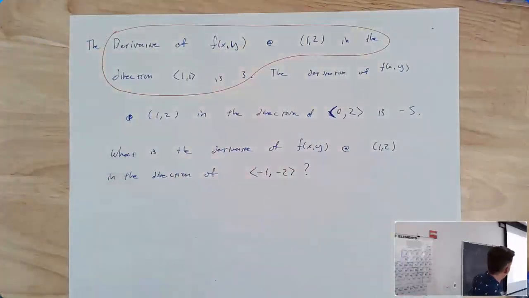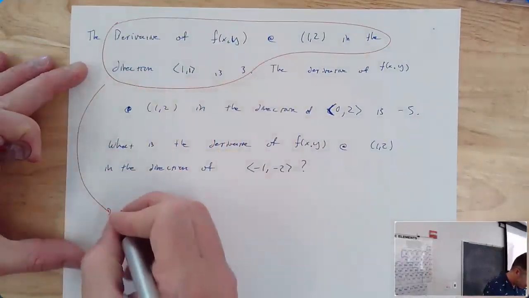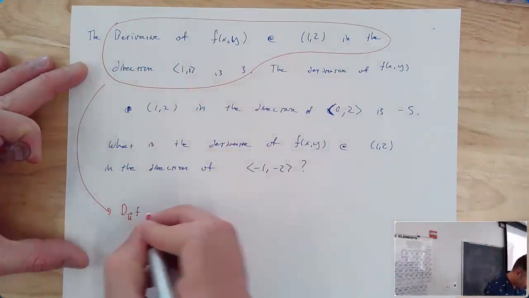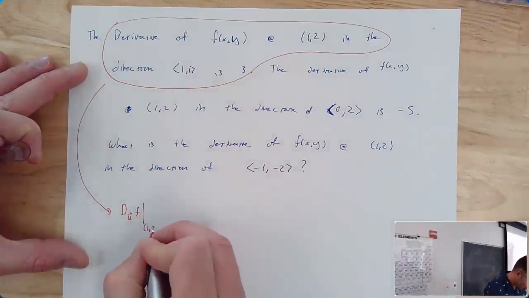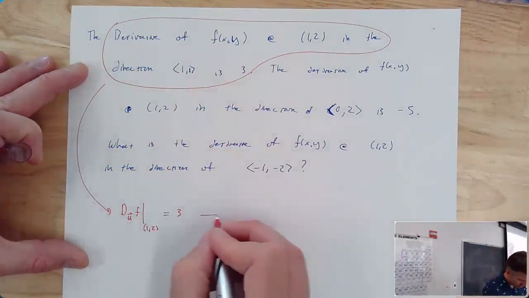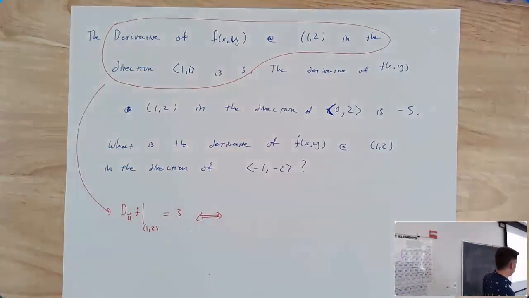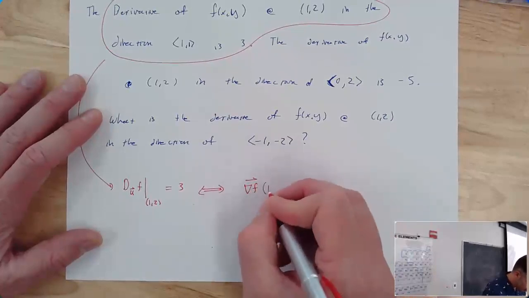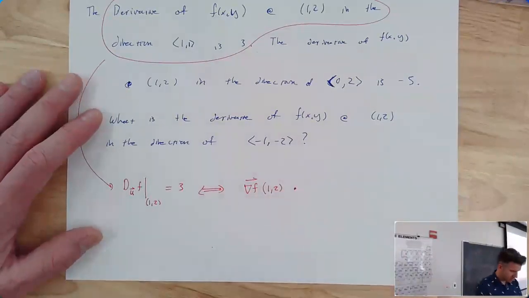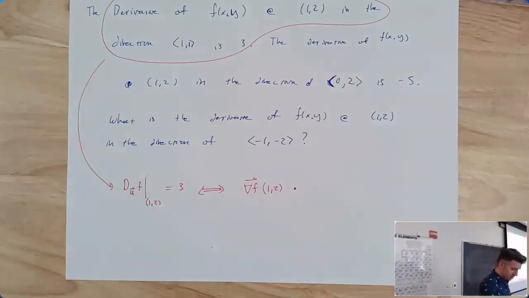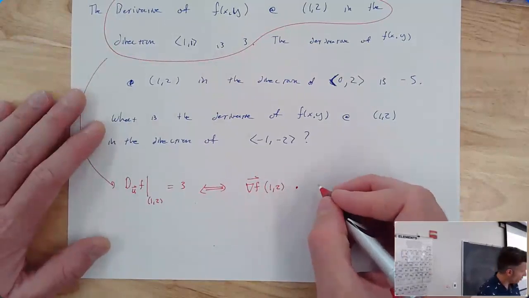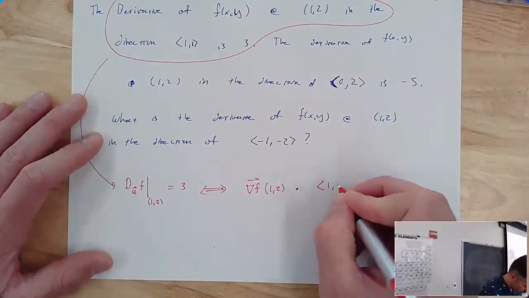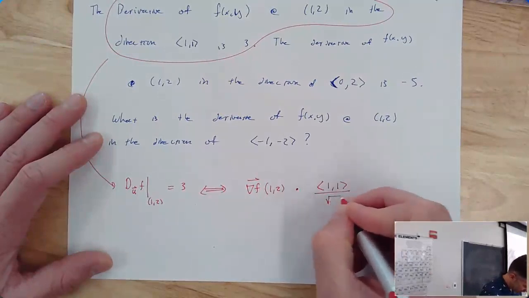So the derivative of f of x, y at (1, 2) in the direction of (1, 1) is 3. Well, great. We know how to calculate the directional derivative. What this means is the directional derivative at the point (1, 2) is equal to 3. The directional derivative is the gradient of f at the point of interest, dotted with the unit vector in the direction that we're going. So it's going to be the vector (1, 1), but normalized. So it's going to be (1, 1) divided by the magnitude of it.